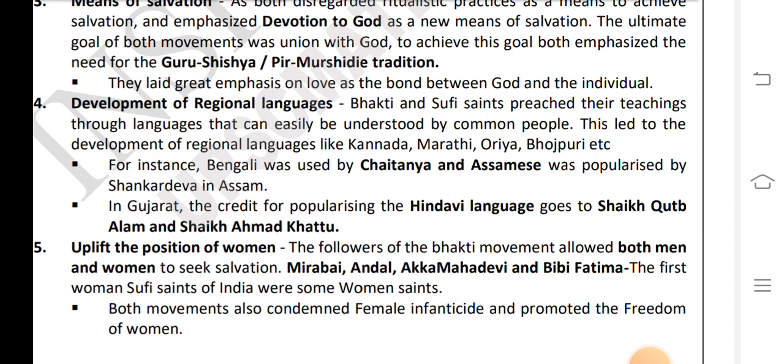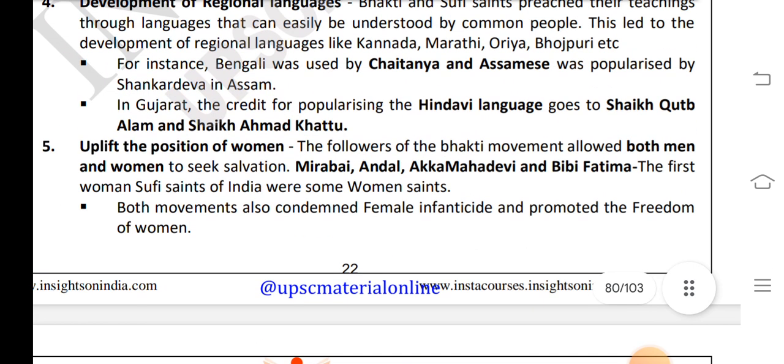Guru Shishya and the Murshid tradition. They laid great emphasis on love as the bond between God and individuals. Development of religion and language: Bhakti and Sufi Sants preached their teachings through the language that can easily be understood by common people, and this led to the development of regional languages like Kannada, Marathi, Oriya, Bhojpuri, etc.